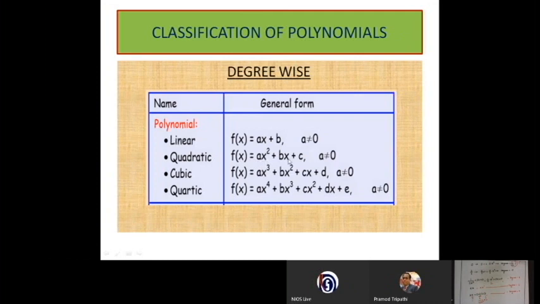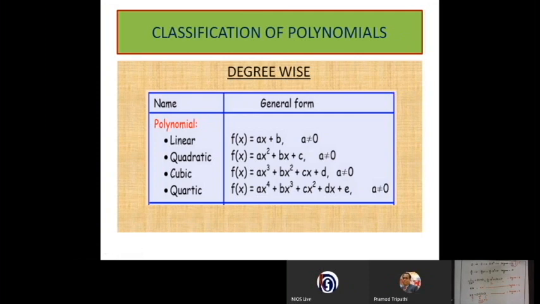So in ax square plus bx plus c, the degree of the first term ax square is 2. The degree of the second term bx is 1. And the degree of the constant term c is 0. So the highest degree among all the terms is 2. Hence it is a quadratic polynomial. Any polynomial with degree 2 is known as a quadratic polynomial. And what about the cubic polynomial?